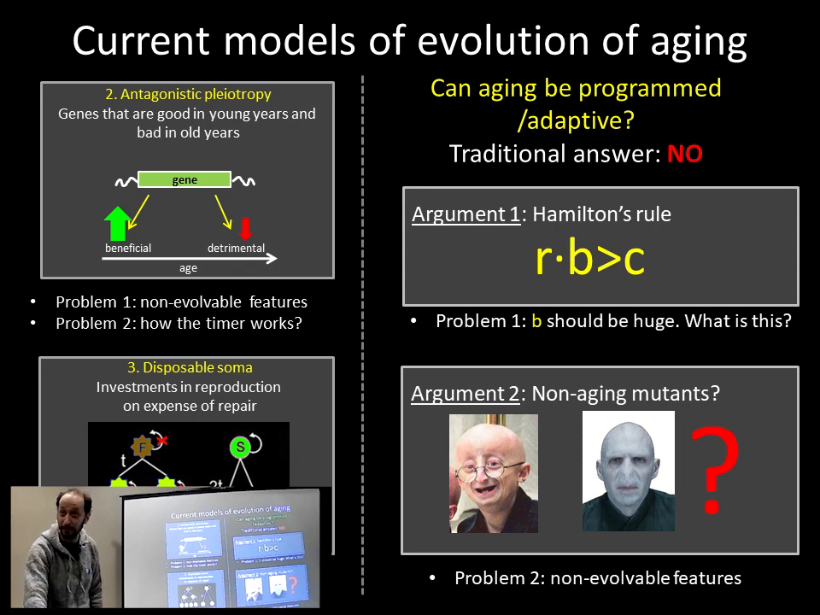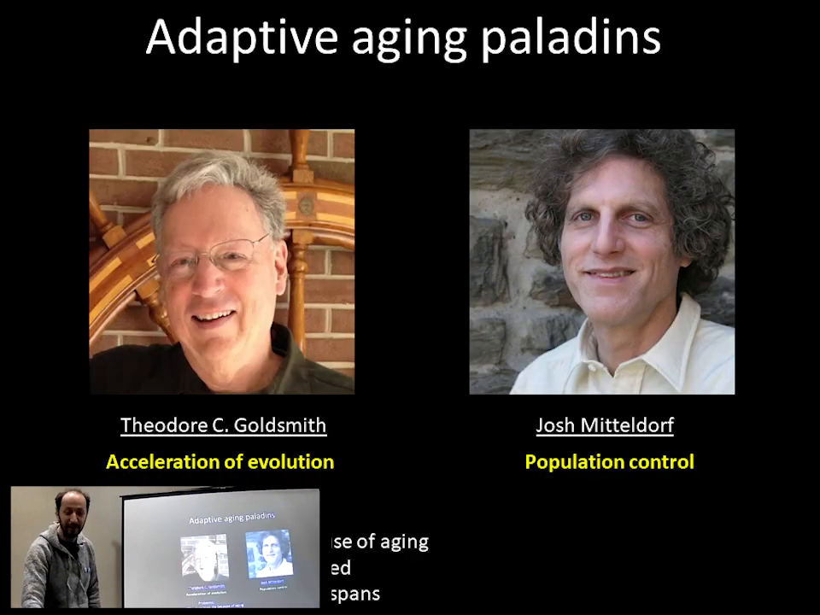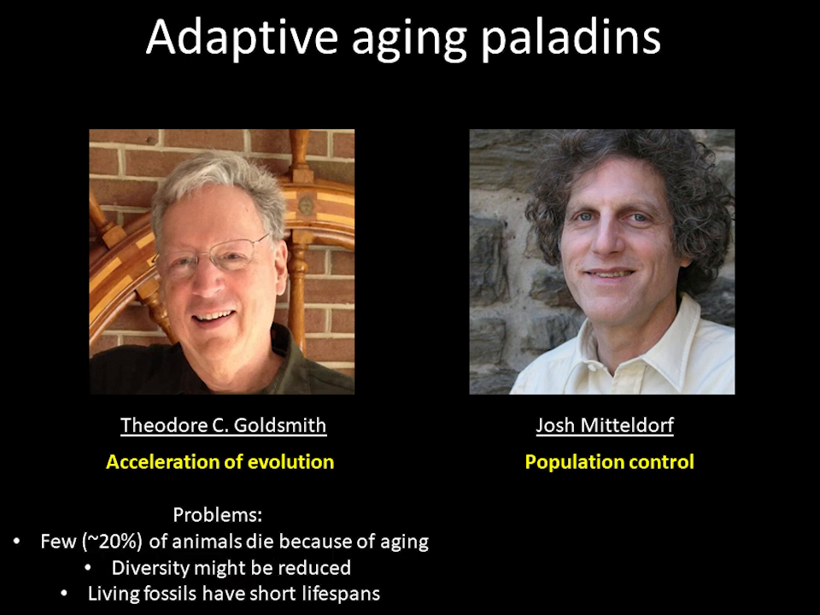So there are a handful of people, a very small number, that are considered freaks: Goldschmidt, Mitteldorf, and your humble servant, who think that aging is an adaptation. Goldschmidt's model is the acceleration of evolution model. The idea is that if the generations are shorter, then we evolve faster, and fast-evolving variants can out-evolve the slow-evolving variants.